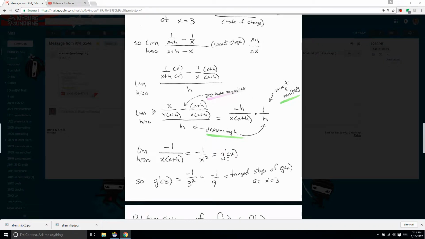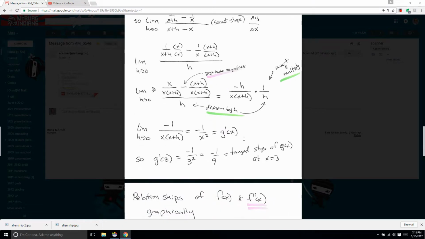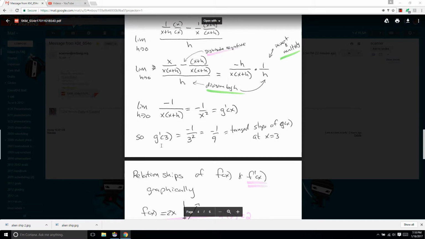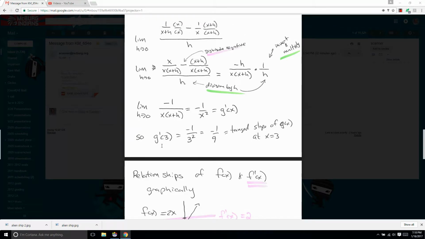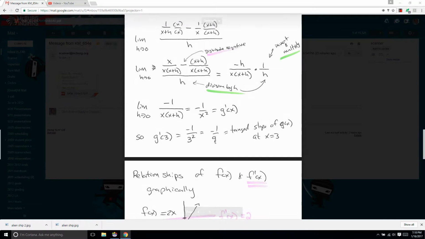Okay, so we've found our first derivative. Yay. Well, maybe the second one, but yay. And now if I want to evaluate that function at 3, which again, we're finding the slope of the line tangent to g of x at x is equal to 3. The tangent slope, if I plug 3 into the derivative, is negative 1 over 3 squared. Again, here's my g prime of x. So it's negative 1/9, and this is the tangent slope of g of x at x is equal to 3.